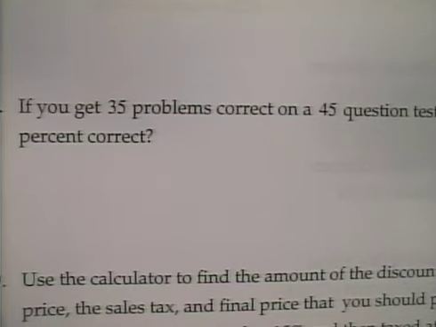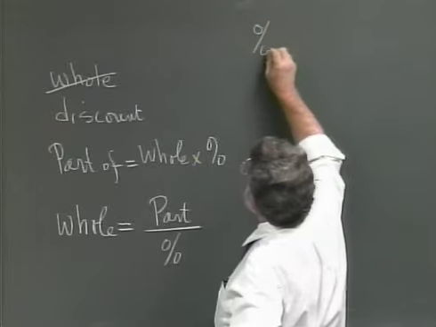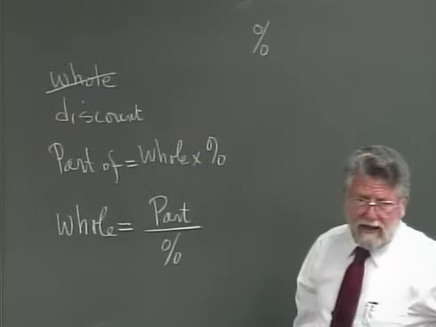So this is 35 problems correct, 45-question test. I want the percent correct, and of course the question, what is it you want? And this is sort of a "who's buried in Grant's tomb" kind of question. Okay, this time, you should have written something for me already. This time it is percent you want, correct? Because it asks what percent.